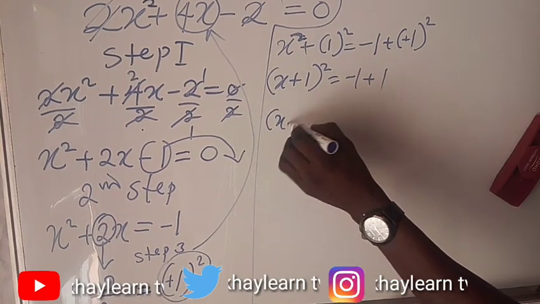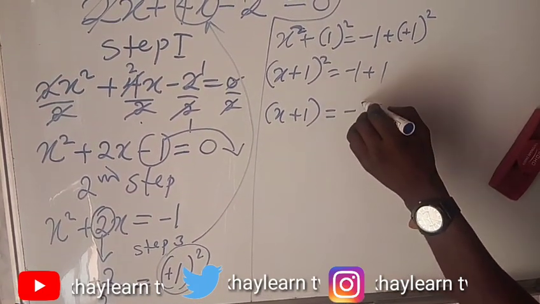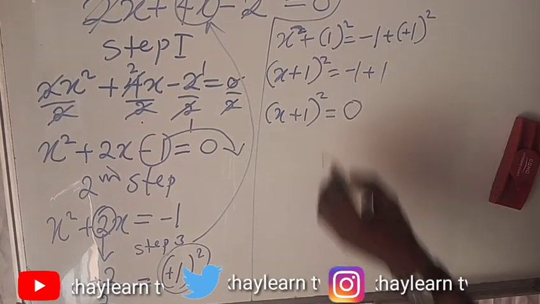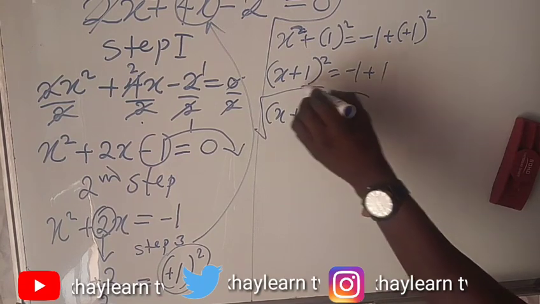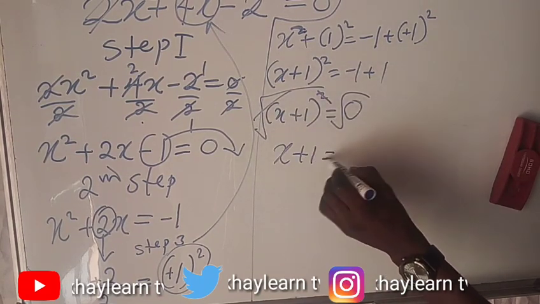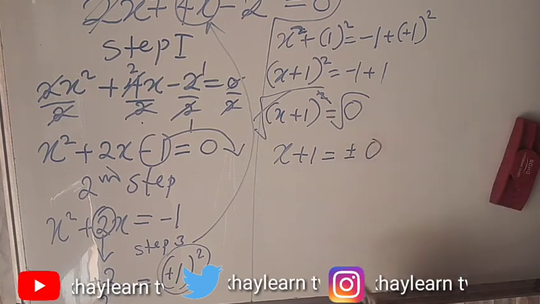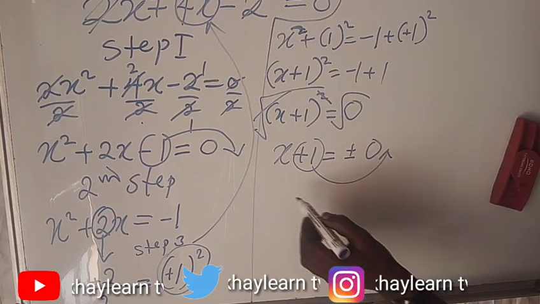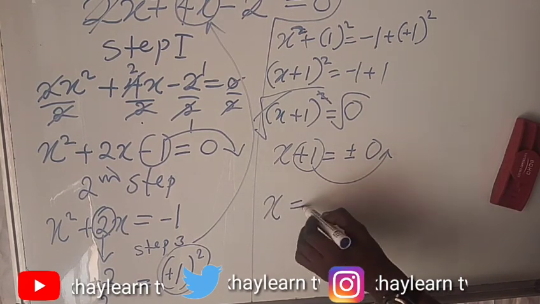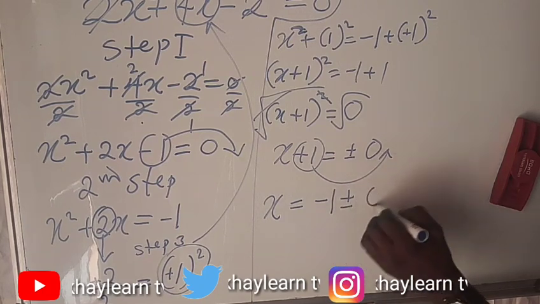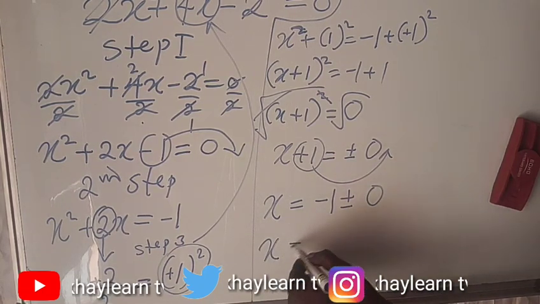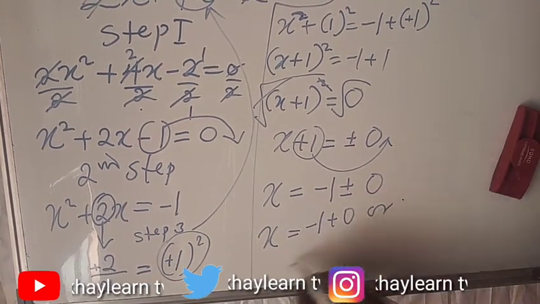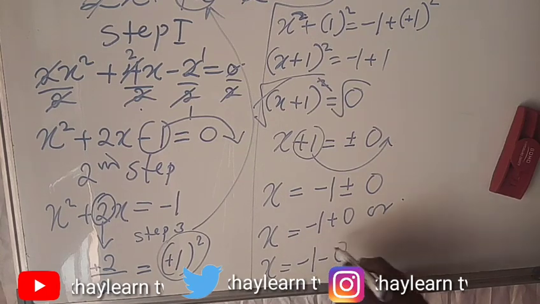After squaring them, we have x plus 1 squared equals negative 1 plus 1, which is just 0. Here it has a square, so take the square root of both sides. This goes with this. Then we now have x plus 1 equals plus or minus 0. Then you collect the 1 to the other side, where it turns negative. We have x equals negative 1 plus or minus 0. Automatically x will be either negative 1 plus 0 or negative 1 minus 0.